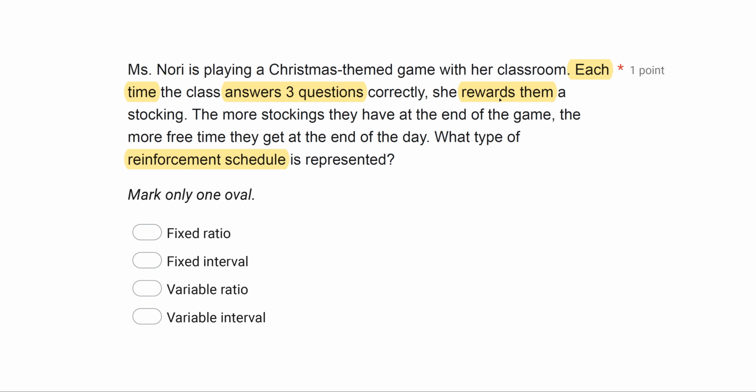That is fixed. So what type of reinforcement schedule is represented? Well, A, fixed ratio. Not a fixed interval, even though it is fixed, because we're dealing with responses, not time. And we know it's not C or D because we don't have a variable schedule. We have a fixed schedule based on responses, making this a fixed ratio.